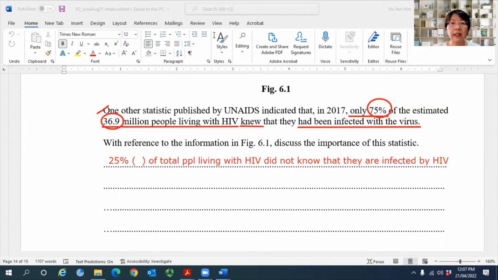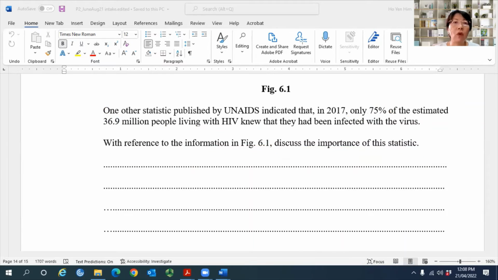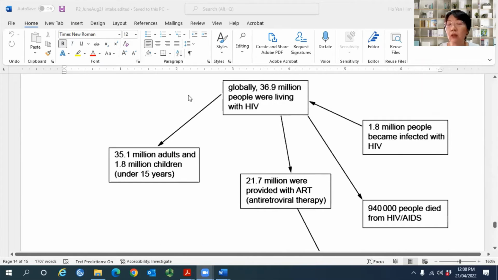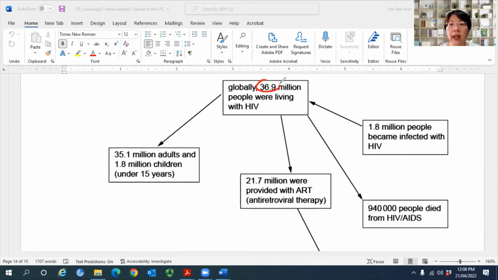So discuss the importance of this statistic. Importance of this statistic means using the information. So they ask you to refer to information in figure 6.1. When you know this statistic, what information can you get out of that? So this is a total of 3 marks. So use information from here to answer the question. So firstly, we already identified out of this total 25%, they did not know they are infected.